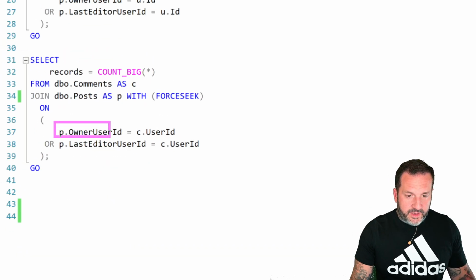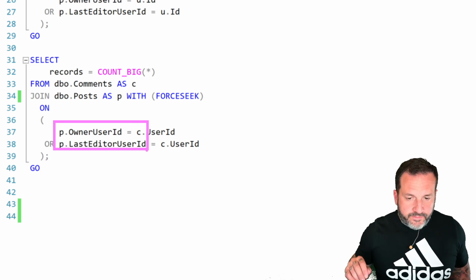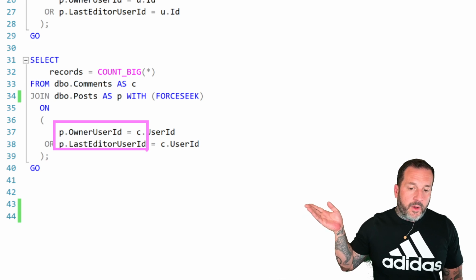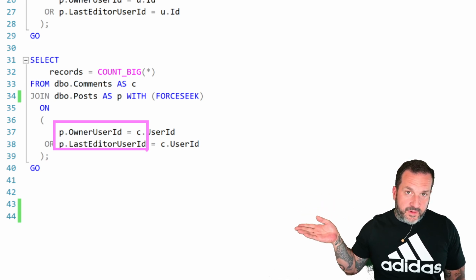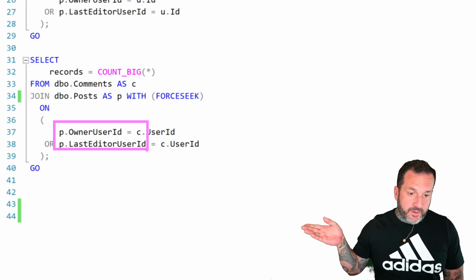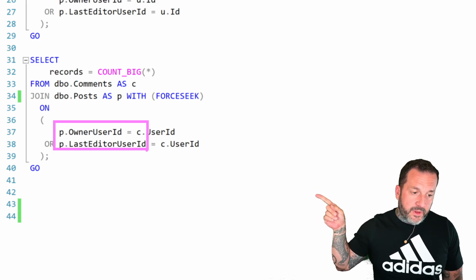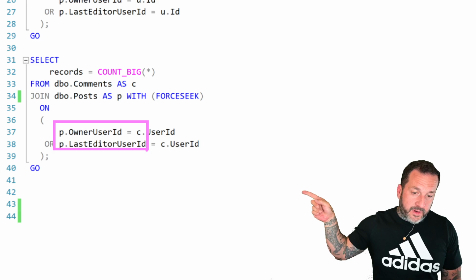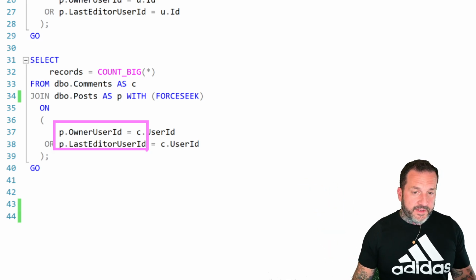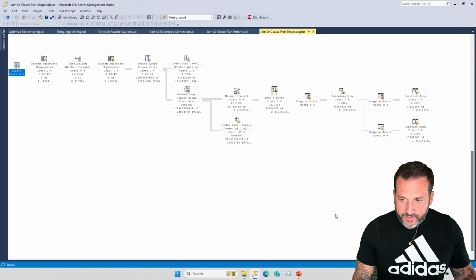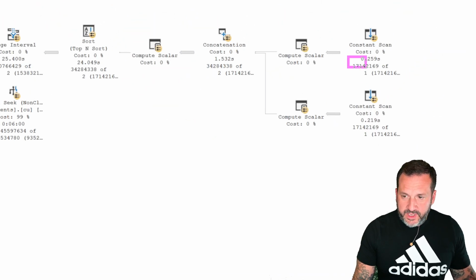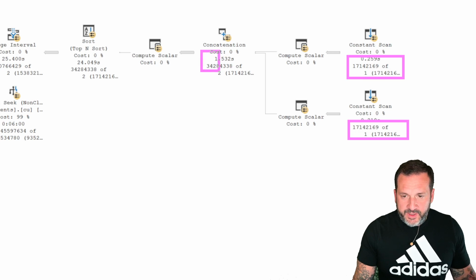So it's where the p.owner_user_id equals the user ID in the comments table, or the last editor user ID equals the user ID in the comments table. Okay, so if either one of those columns from the post table matches that one column from the comments table, we need to figure that out. So one constant scan is all of the owner user IDs. The other constant scan is all of the last editor user IDs. Right, so coming back over to the plan, you will see 17 million rows come out of this one, and 17 million rows come out of this one, and SQL Server slaps them all together. So we have 17 million times 2 right here.